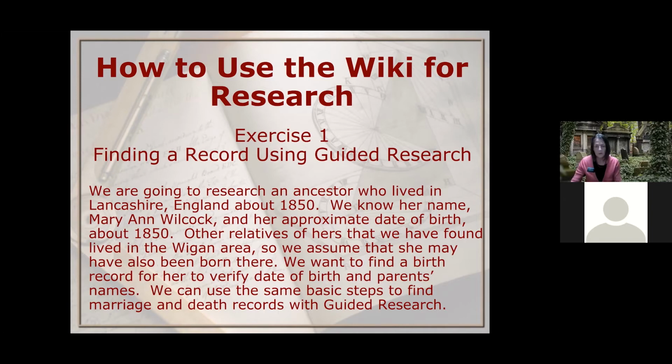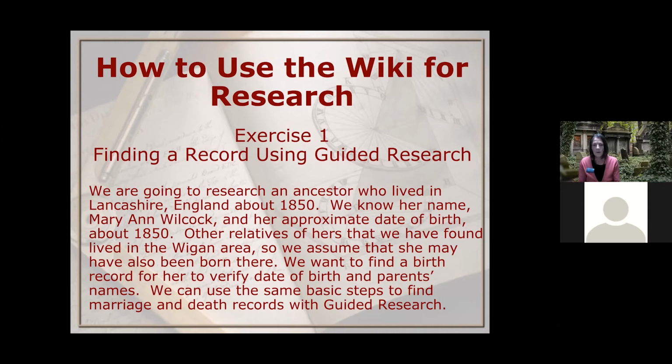So the first one we are going to do, if you've got yourself set up a little bit, if you have your FamilySearch open in another screen or in another window, what we're going to do right now is we're going to research an ancestor who lived in Lancashire, England, about 1850. So we know her name.